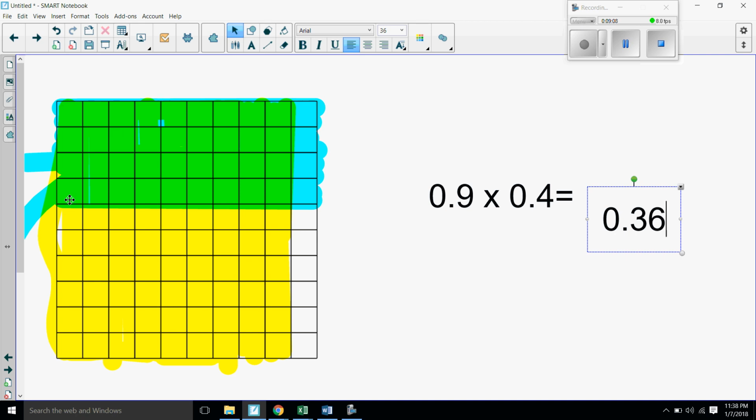If you go this way, 1, 2, 3, 4, 5, 6, 7, 8, 9, 10, 11, 12, up through 32, 33, 34, 35, and 36. And there's your answer, guys. 36 hundredths. We're going to do a bunch of these.